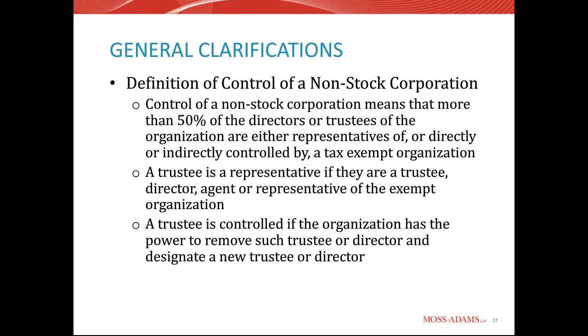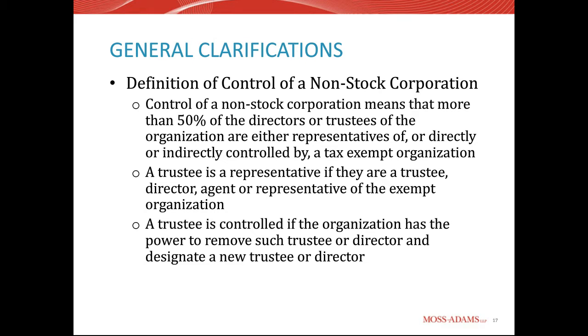According to the 990 instructions, there is control in the case of a tax-exempt entity or non-stock corporation when more than 50%, I need to make that clarification, it's actually not 50%, it has to be more than 50% of the directors or trustees of that organization are either representatives of or directly or indirectly controlled by a tax-exempt organization. A trustee or director is a representative of a tax-exempt organization if he or she is a trustee, director, agent, or employee of that exempt organization, and a trustee or director is controlled by a tax-exempt organization if that organization has the power to remove the trustee or director and designate a new trustee or director.